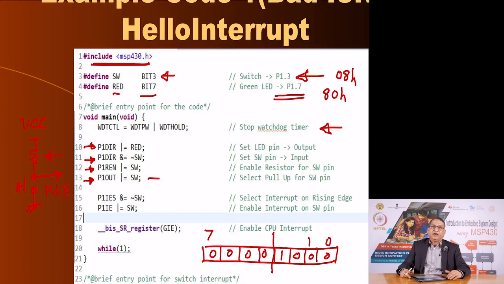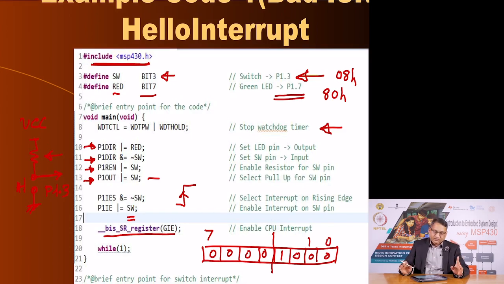And then you have to decide how you want to generate the interrupt. Do you want to generate the interrupt on falling edge or rising edge? Since I am in the edge selection register, I am writing 0. That means I have chosen to generate an interrupt on the rising edge. And then on the interrupt enable register, I make that corresponding bit, that is bit 3, equal to 1. That means I have enabled the interrupt to happen on this pin. And then this instruction is used to turn the global interrupt enable bit to 1.